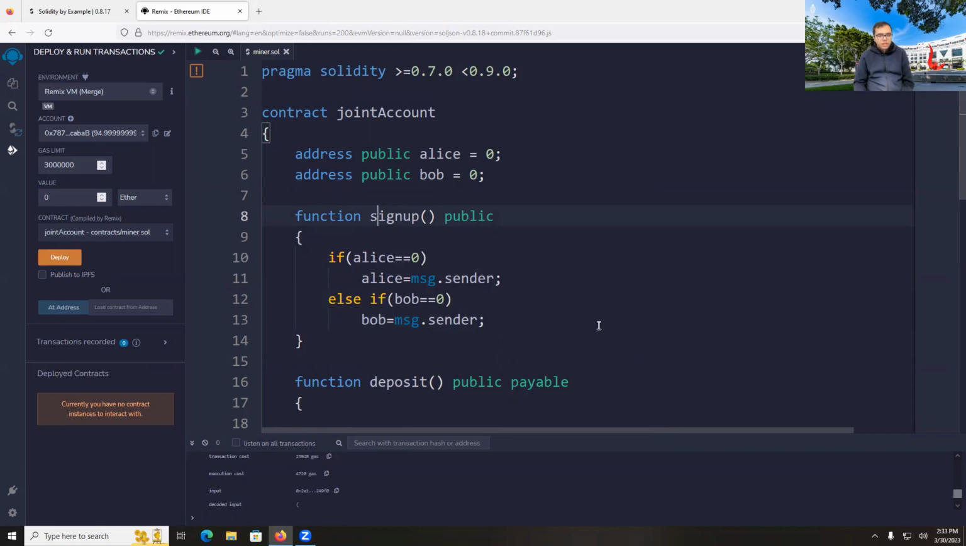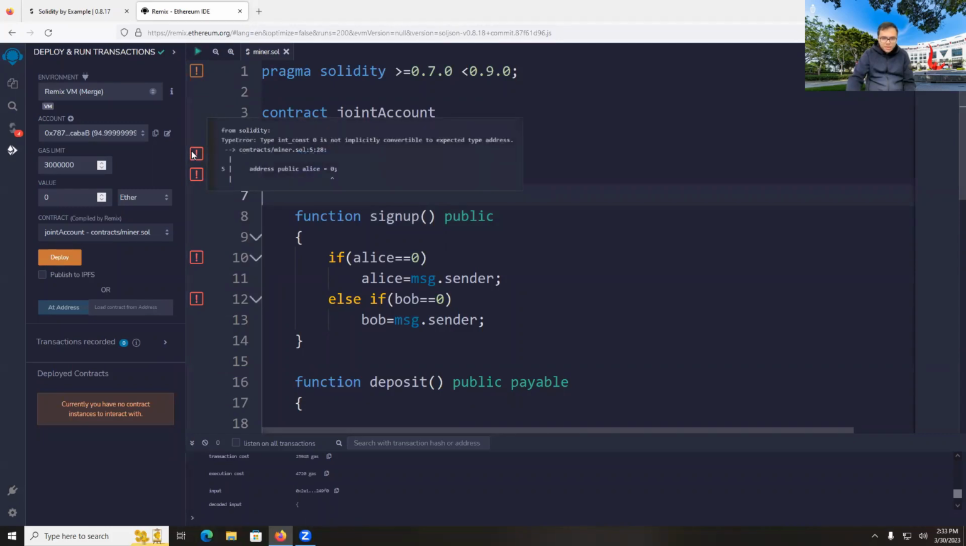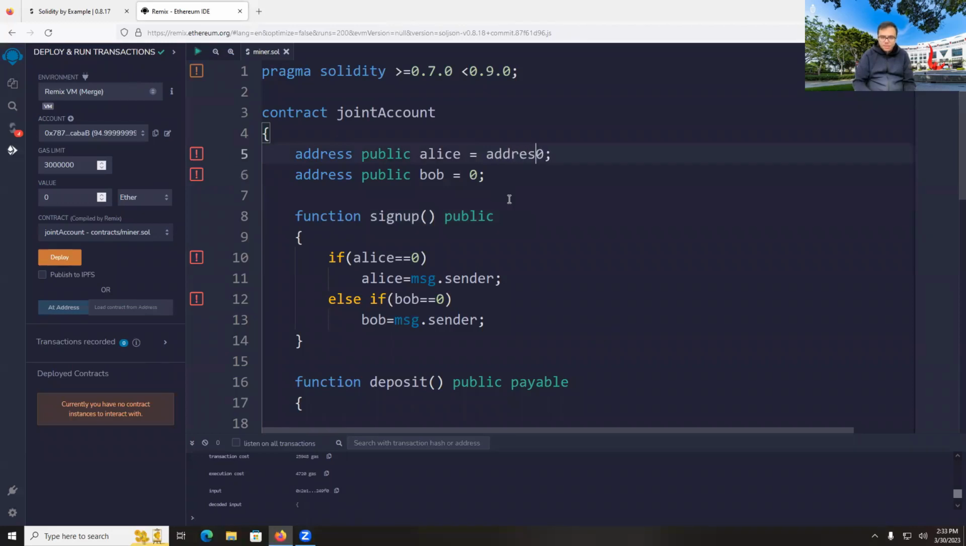And well, that's basically it. Again, I have to be careful about the types. I cannot really use 0 as an address, so maybe I can convert it like this. Yeah. Again, the type conversions are really painful.